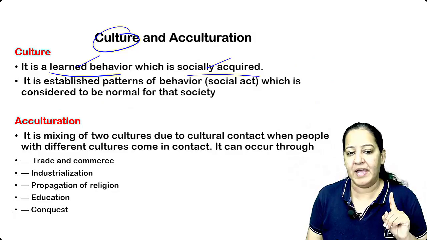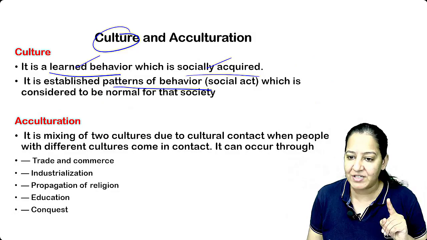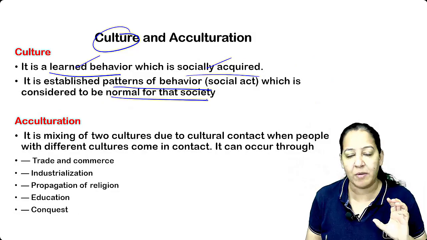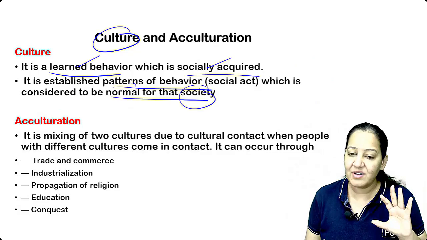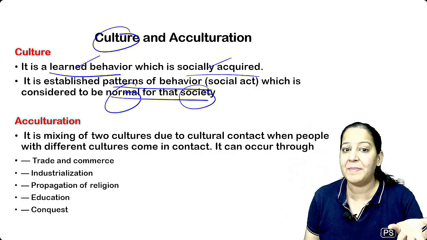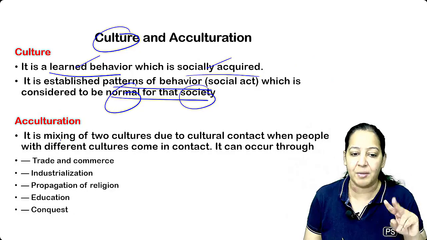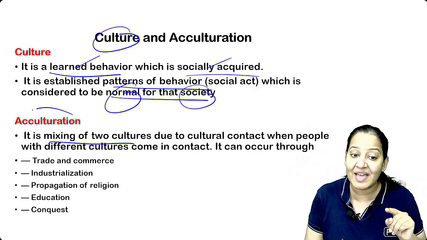So that is a learned behavior that establishes the pattern of behavior, which is considered as normal for the society. So what is considered as normal for the society? You are learning that behavior. That is the culture. Mixing of two cultures together is known as acculturation.